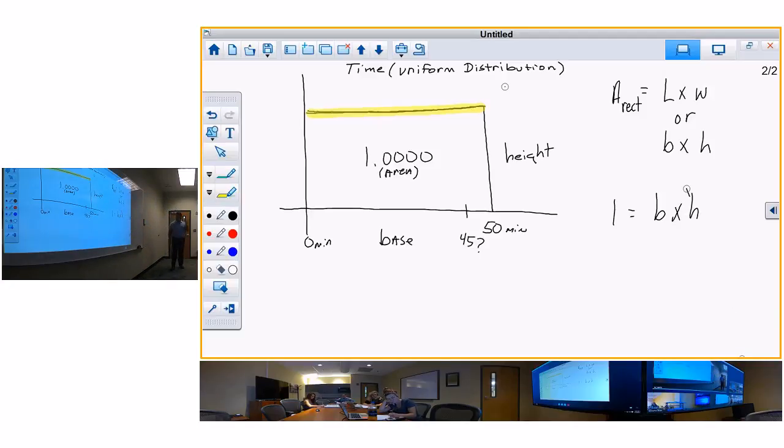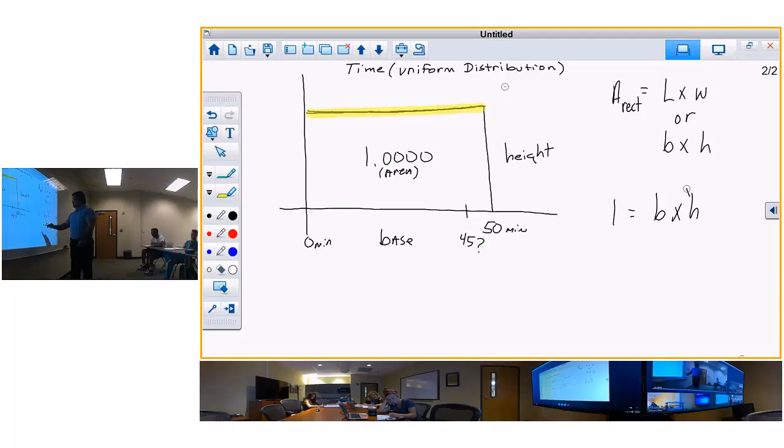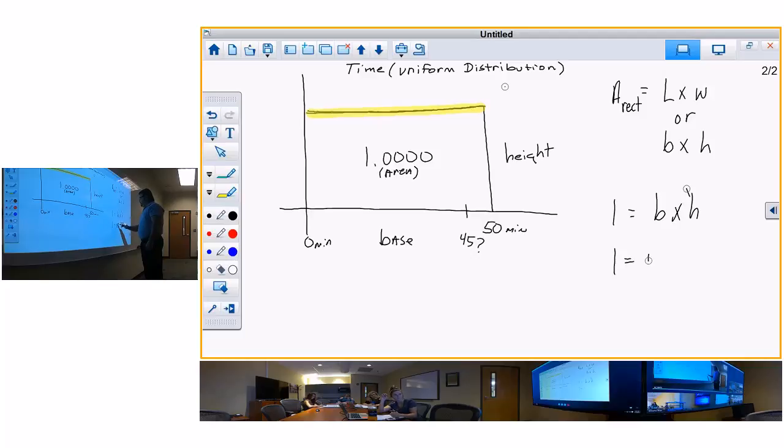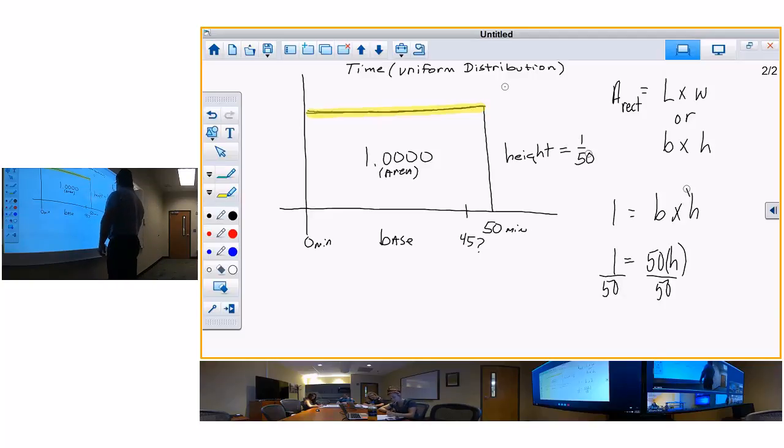What is the base? 50. So 1 is equal to 50 times h. Now find the height. Divide by what? Divide by 50. So the height is equal to 1/50. Everybody with me?